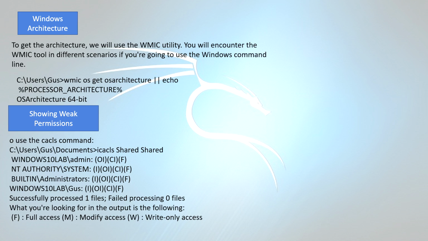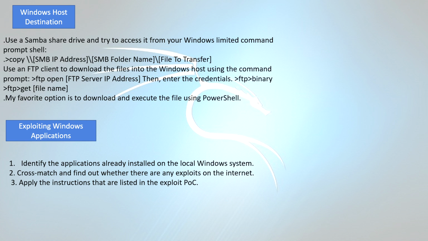These are some command-line commands, such as user gets, and the OS architecture 64-bit. Next, the Windows host uses some shared drive to try to access from your Windows. Limited commands. Use your favorite option to download and execute the file.